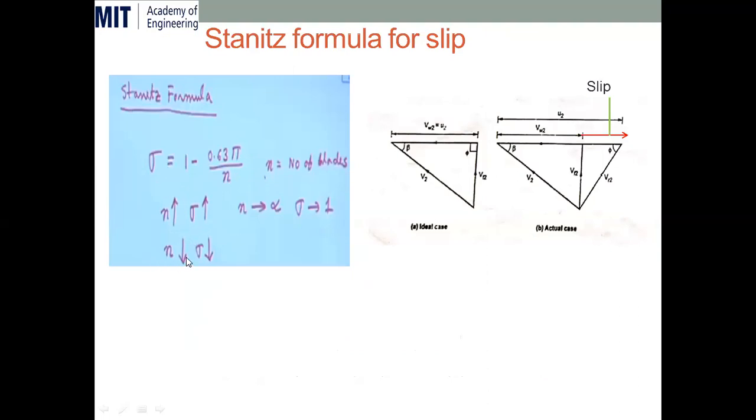So you have to keep an optimum value of the number of blades. If the number of blades decreases, this ratio tends to increase, and then sigma tends to be less than 1 or approaches 0. So to avoid the slip, we have to keep the optimum number of blades. This is all about the slip. Thank you.